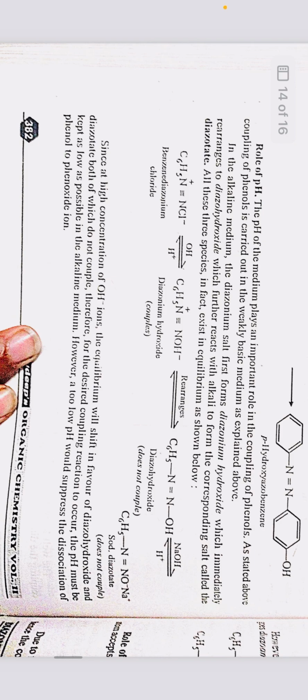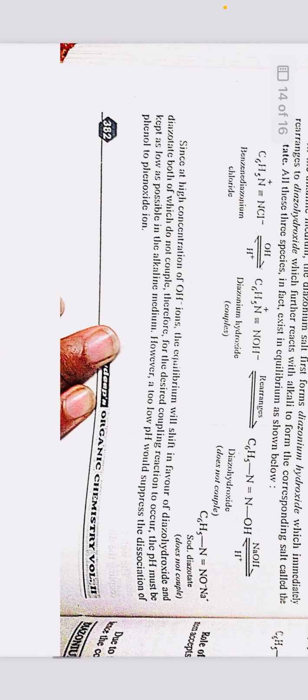Role of pH. The pH of the medium plays an important role in the coupling of phenols. As stated above, the coupling of phenols is carried out in a weakly basic medium. In the alkaline medium, the diazonium salt first forms diazonium hydroxide, which immediately rearranges to form diazo hydroxide, which further reacts with the alkali to form the corresponding salt called the diazotate. All these three species in fact exist in equilibrium as shown below.